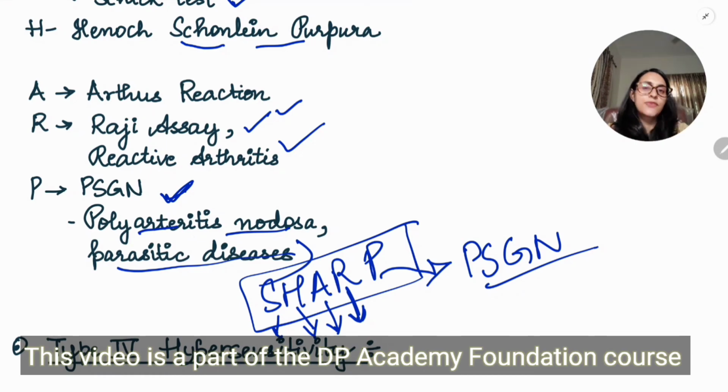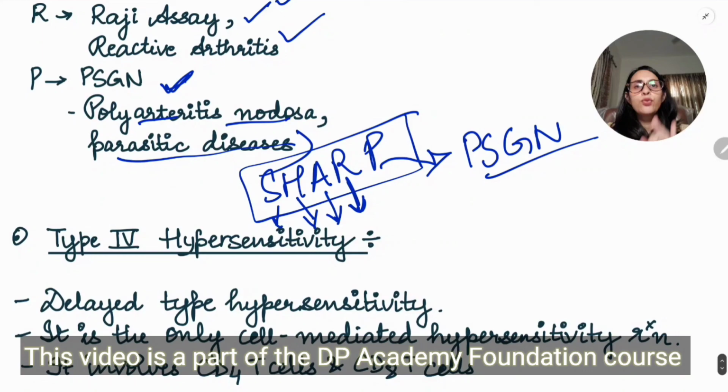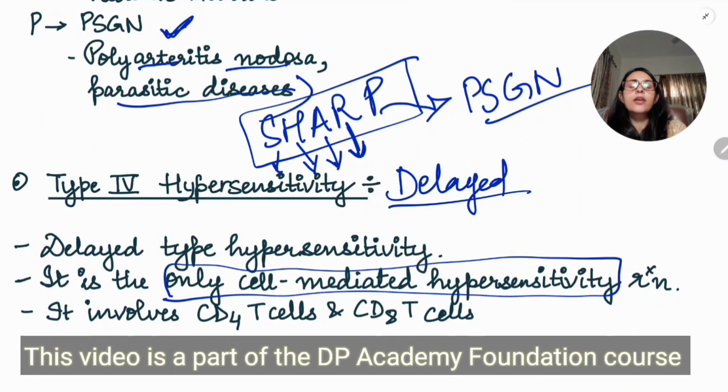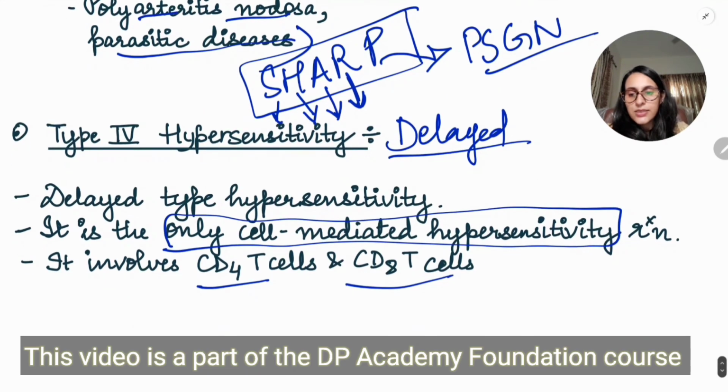Now coming to type 4 hypersensitivity. We have discussed that type 1, type 2 and type 3 are antibody mediated, while type 4, which is a delayed type, is cell mediated. In fact, it is the only cell mediated hypersensitivity, because the rest are all antibody mediated. In the previous lecture, we studied the cells involved: CD4 T cells and CD8 T cells. CD4 T cells are the helper T cells, while CD8 T cells are cytotoxic T cells.